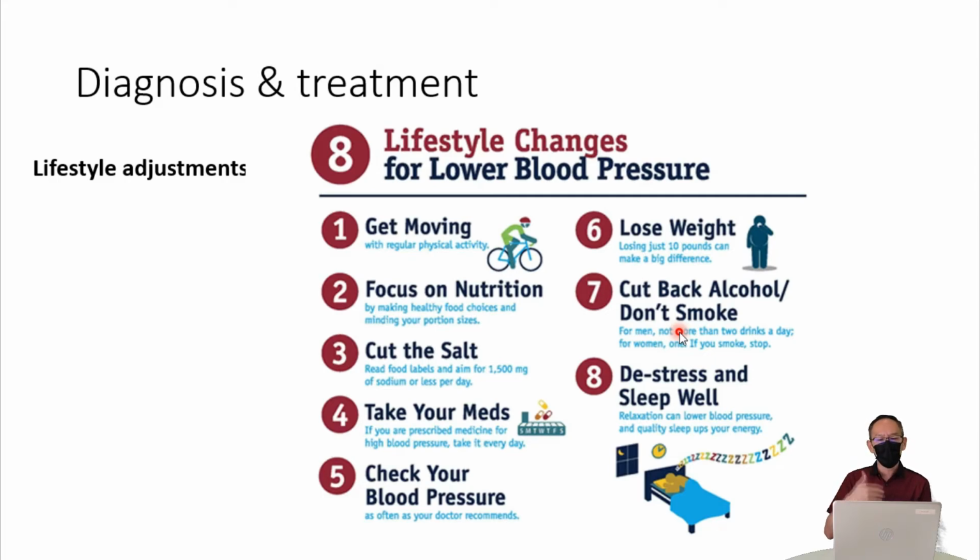Check your blood pressure regularly. Lose some weight. That's one of the most important risk factors for why a person gets high blood pressure. Not only high blood pressure, obese patients also tend to get heart problems, high cholesterol and diabetes as well. So cut down alcohol and stop smoking. Sleep well, get a good, longer sleep, and don't take too much stress, and go for a vacation if possible.